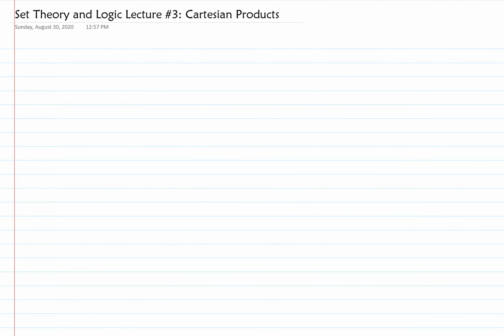Okay, lecture 3 for set theory and logic. Look at the title. This is called Cartesian products. And this is a fairly simple concept. Okay.